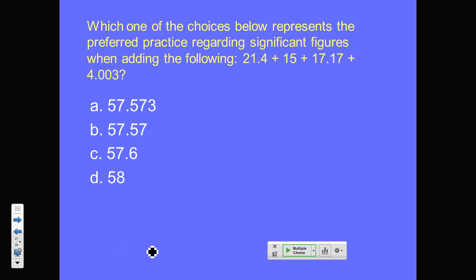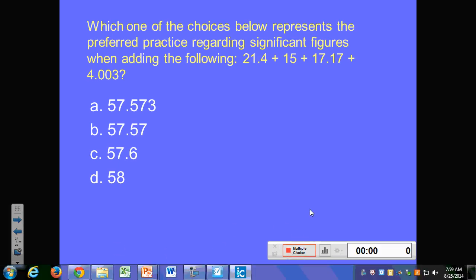And I think this is the last one. All right, here you're adding numbers. Which one is the correct way to express it? Again, you don't need your calculator because if you put in your calculator, you get A. But what's the appropriate way to record that number?